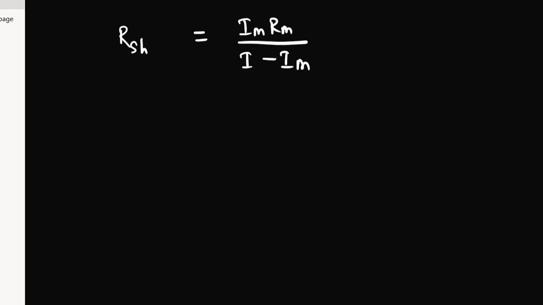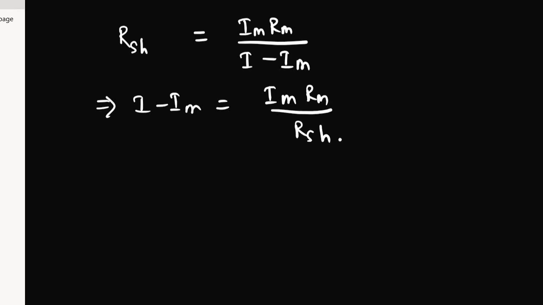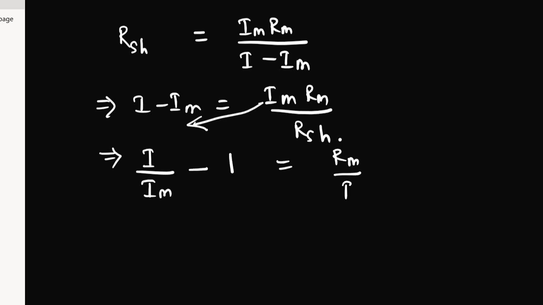Now I will do one thing. I will bring RSH to the denominator and bring the denominator, that is I minus IM, to the other side. So that would be I minus IM equals IM RM divided by RSH. Now again, I will divide by IM on this side. So that would give me I divided by IM minus 1 equals RM by RSH.